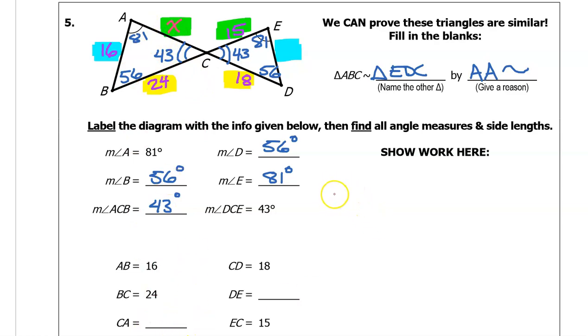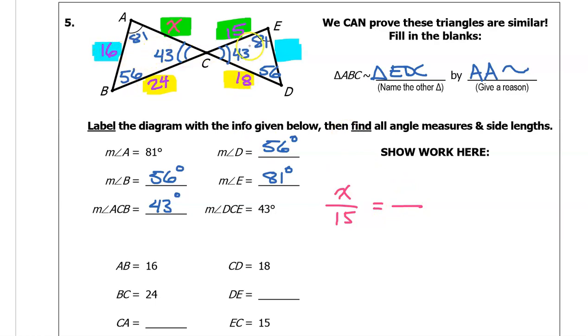So I'm going to do my work now. I'm going to set up a fraction. I'm going to make sure I match up the like colors because those are corresponding sides. So I can say X over 15, for example. Now I need to pick another pair of corresponding sides to make an equal fraction.